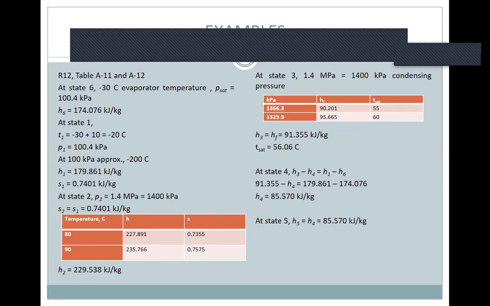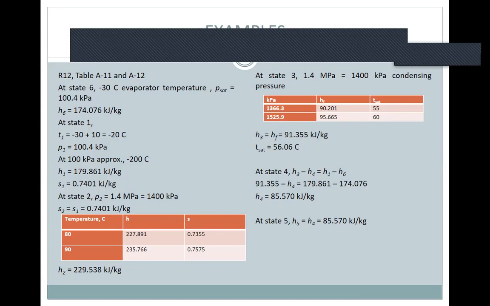And at 3, 1.4 megapascal or 1,400 kilopascal condensing pressure. So sa table, ito yon. 1366.3, saka 152.59. Ito yung enthalpy, saturated liquid. So saturation temperature, kailangan mo yon kasi nag-subcool ka. So H sub 3 is equal to H sub f, is equal to 91.355 kilojoule per kilogram. Saturation is 56.06.